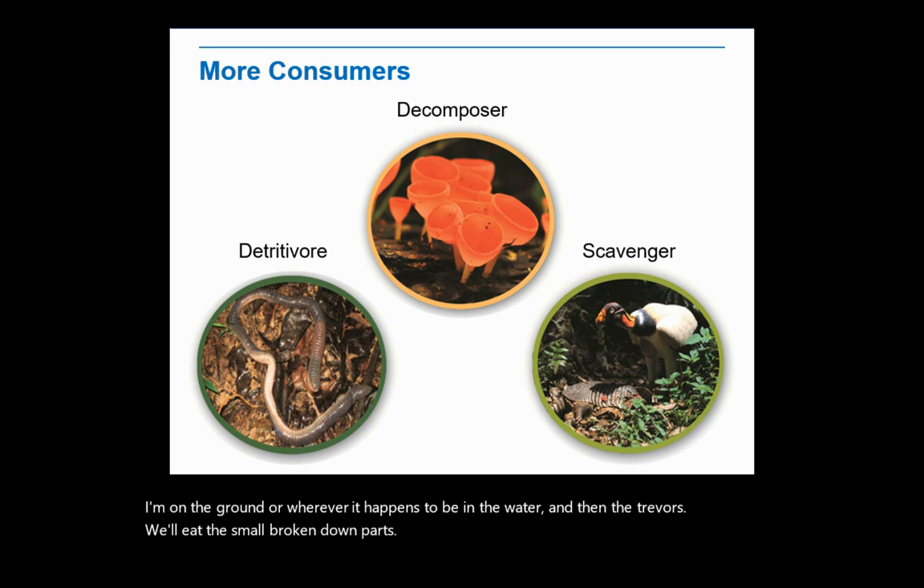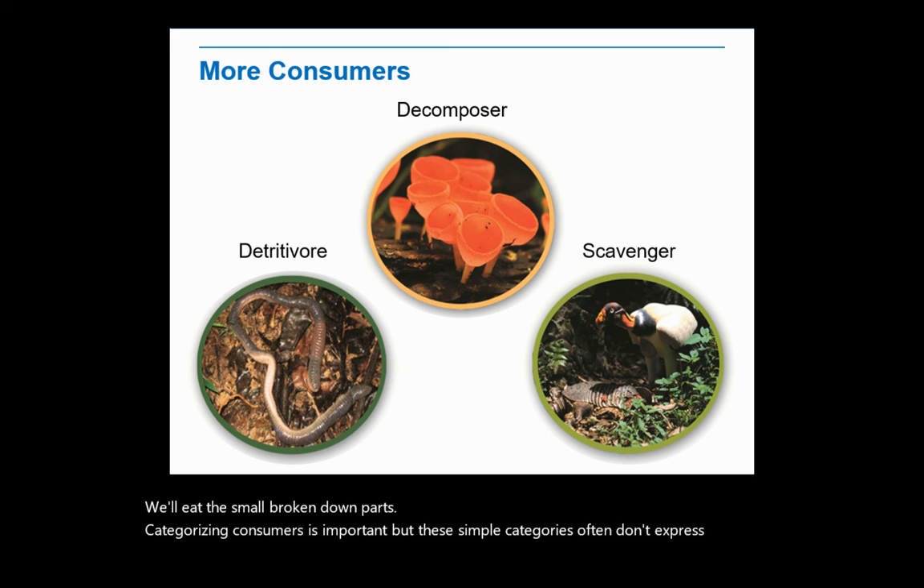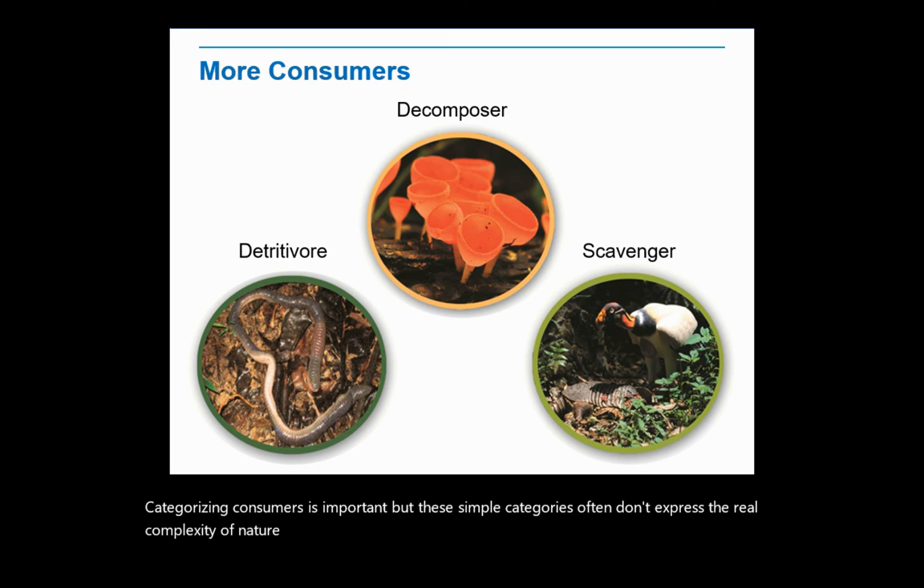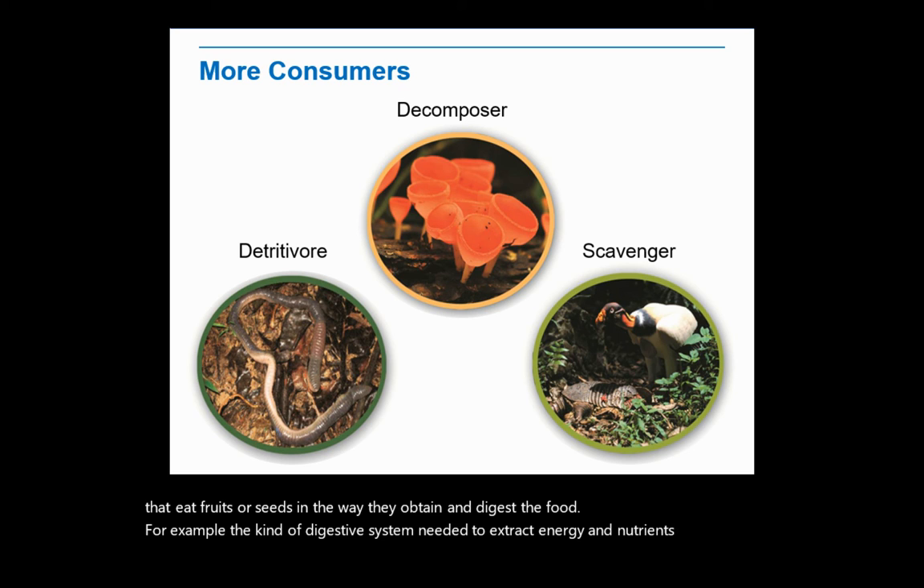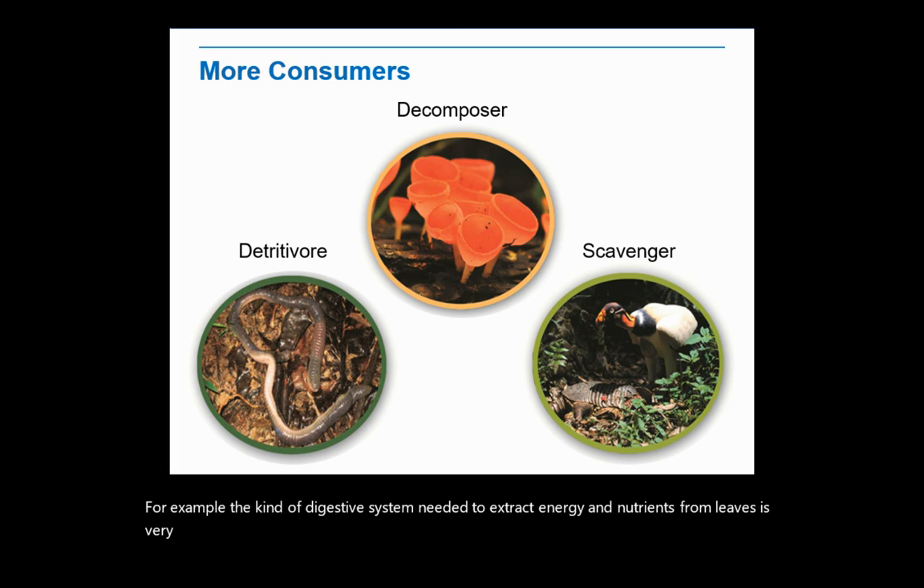Categorizing consumers is important, but these simple categories often don't express the real complexity of nature. For example, herbivores that eat leaves often differ greatly from animals that eat fruits or seeds in the way they obtain and digest their food. For example, the kind of digestive system needed to extract energy and nutrients from leaves is very heavy. So, this is not very common in flying animals.